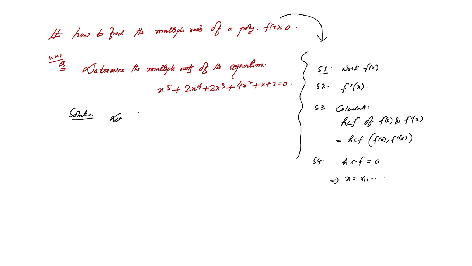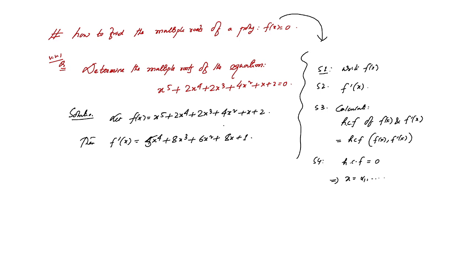Solution: let f(x) equals x to the power 5 plus 2x to the power 4 plus 2x cube plus 4x square plus x plus 2. Step 1. Then we need to calculate step 2, that means f dash x. What is our f dash x? 5x to the power 4 plus 8x cube plus 6x square plus 8x plus 1.